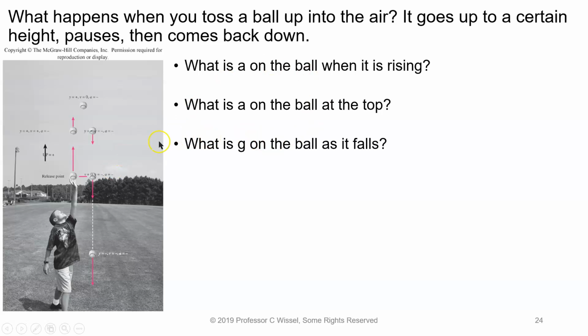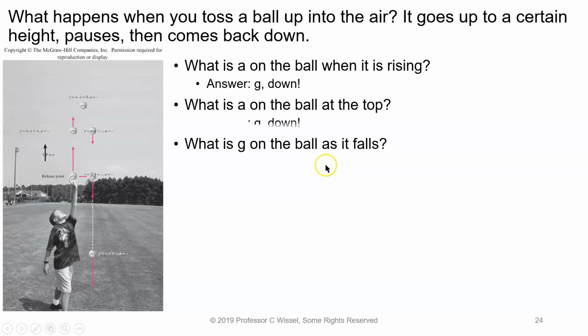So at any rate, why? Because g is down toward the center of the gravitating body. And we're going to later find out it exerts a force, a gravitational force on the object, and the acceleration and the force have to have the same direction. And that's toward the center of the gravitating body. Okay, so what's a on the ball when it's rising?